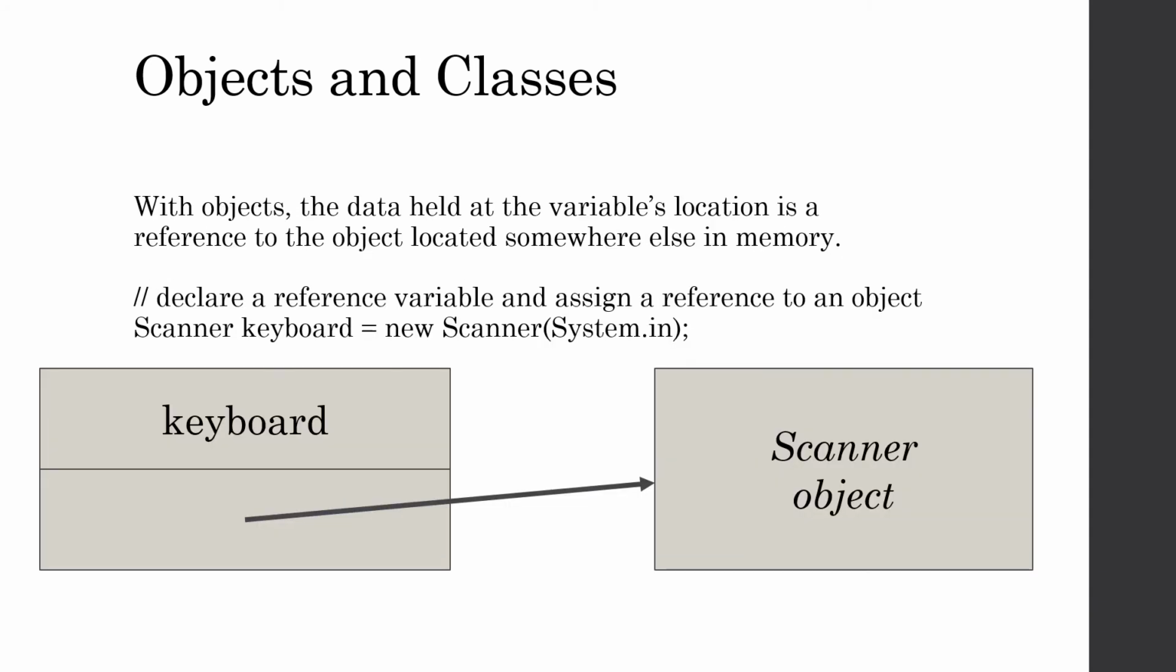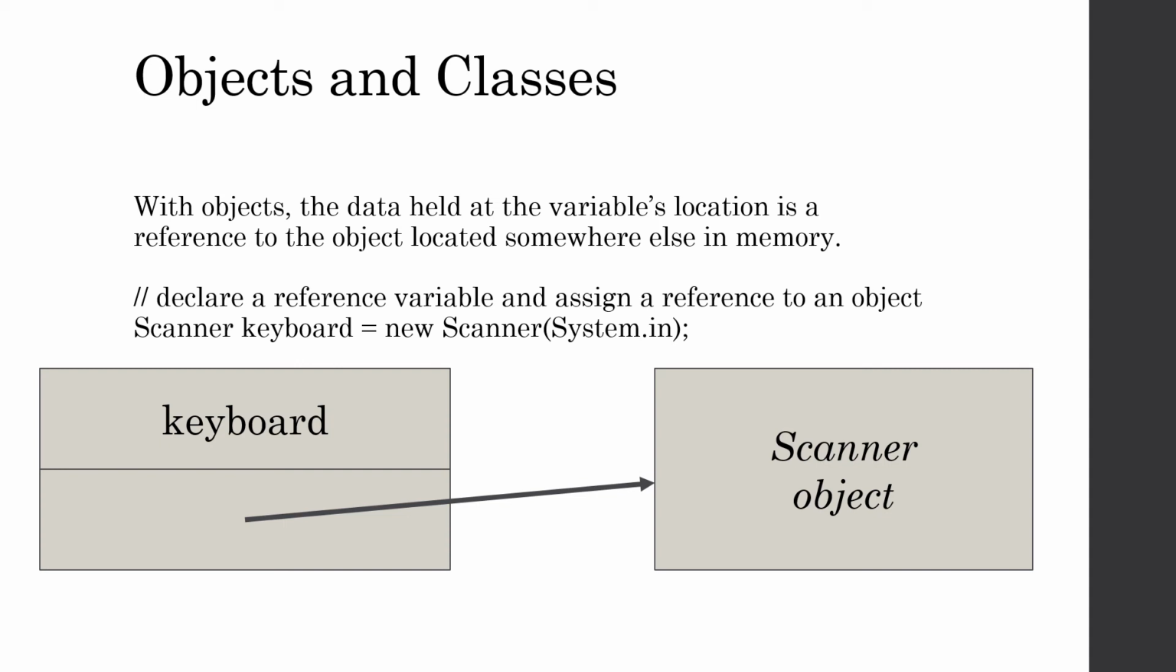But with objects, it's a little bit different. So with objects, the data held at the variable's location is actually going to be a reference to the object located somewhere else in memory. So this is why we refer to these variables for our classes, say like this scanner variable that we've created right here, we call those reference variables because the thing that they hold is actually a reference rather than the object or the value itself.